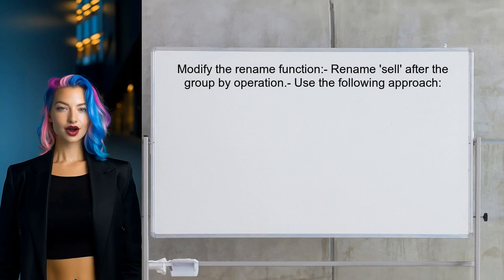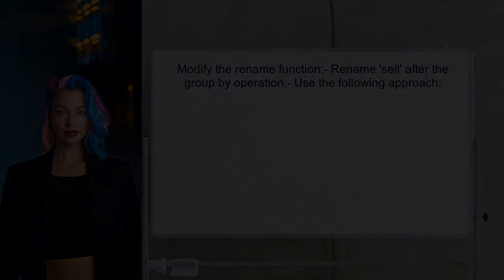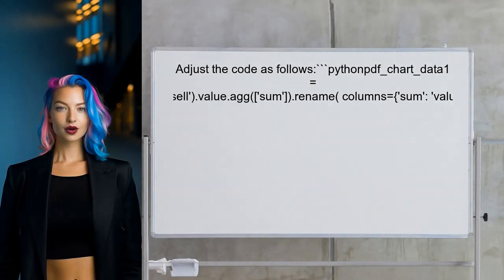Instead of trying to rename cell directly in the rename method, the user should rename it after the group by operation is complete. Here's how the user can adjust their code. After the group by and aggregation, they can use the rename method to change both column names in one go. The correct code would look like this.